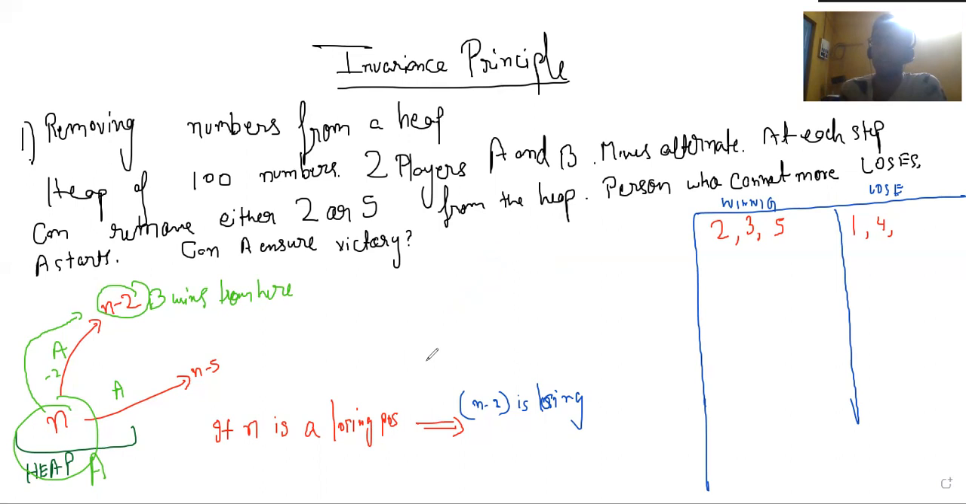Now it may happen that every position is a winning position. That may happen, but that's not happening. We have already seen that 1 and 4 are losing positions. So it does depend on the number.